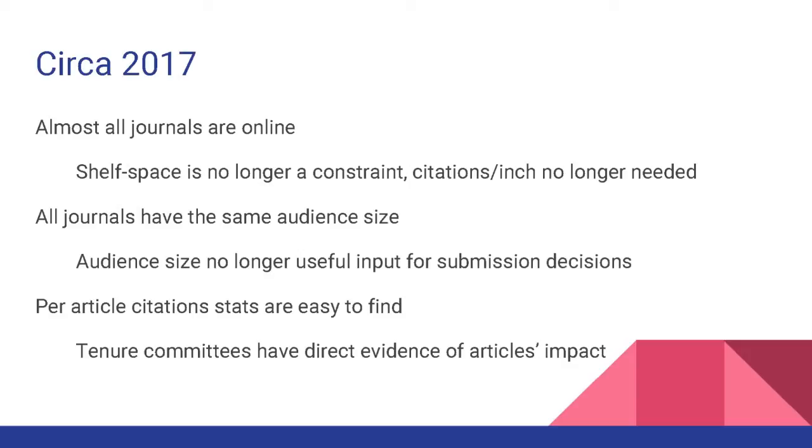Some may take a little bit longer to find, but the extreme constraint that the physical distribution used to impose on the size of a collection for our library is no longer present. What that means is that audience size is no longer a useful input in terms of deciding where to submit. There are still issues in terms of figuring out where to submit, but it's not audience size anymore. And for tenure committees, you no longer need to depend on this core journal determination to figure out whether the author's work has had impact or how the author's work is regarded by his or her peers.